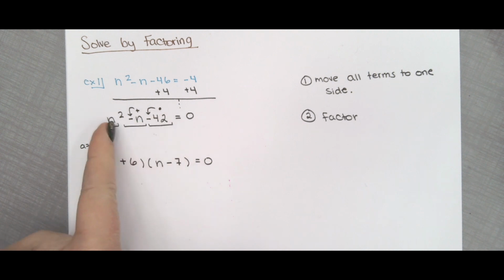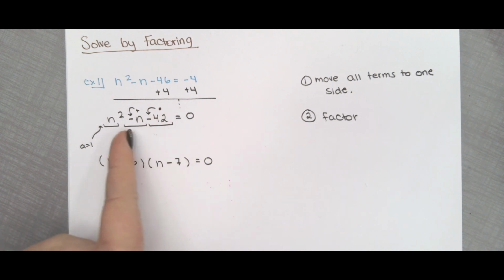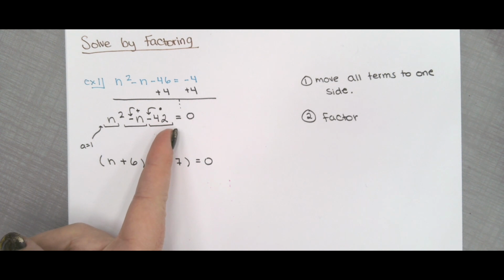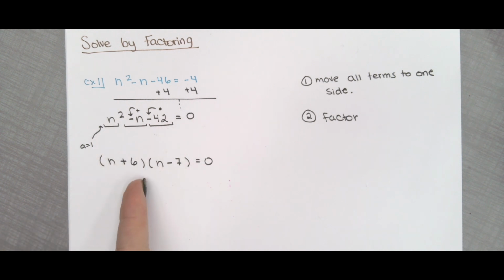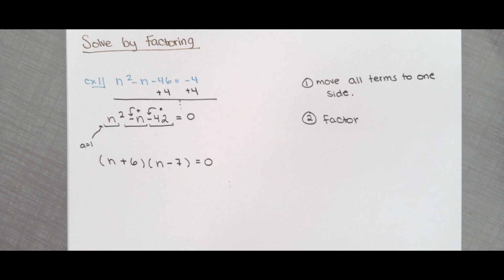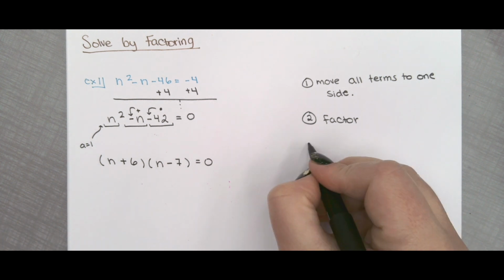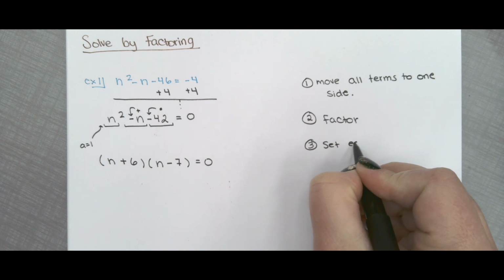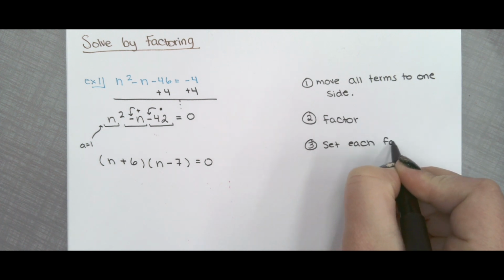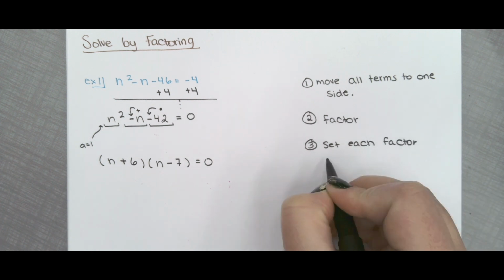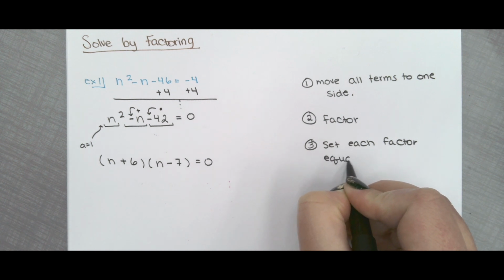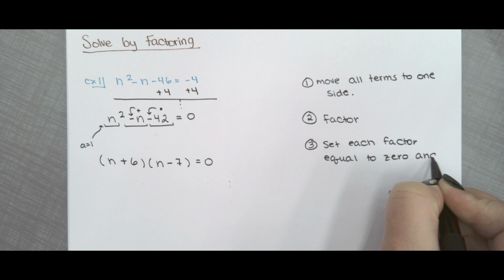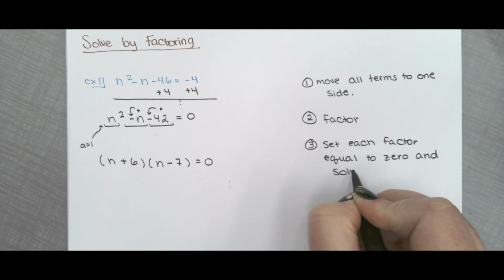Did we have to multiply anything here before we factored? Did we do any multiplication? So because we didn't do any multiplication, we don't have to do any division. It's not like a rainbow method. So next thing we're going to do, once we're done factoring, you're going to set each factor equal to 0 and solve for whatever letter you have.